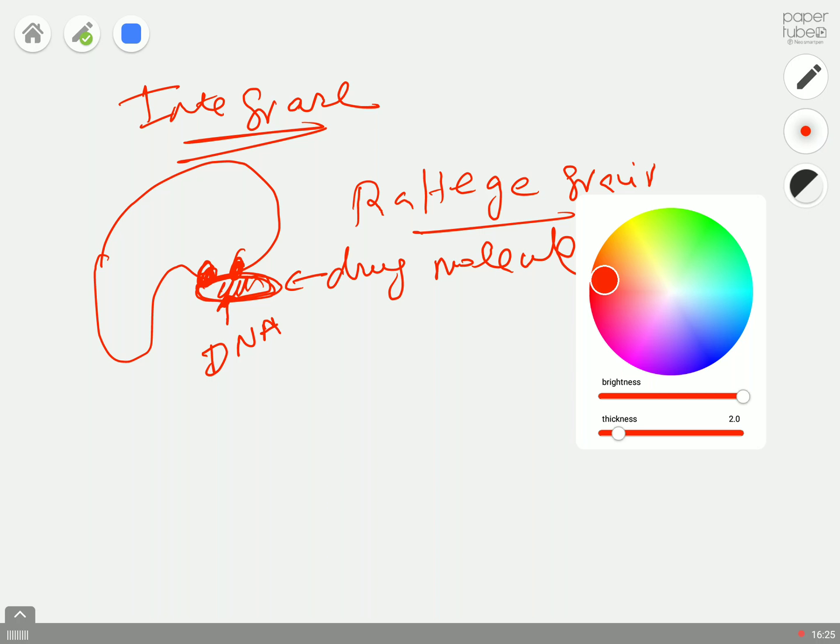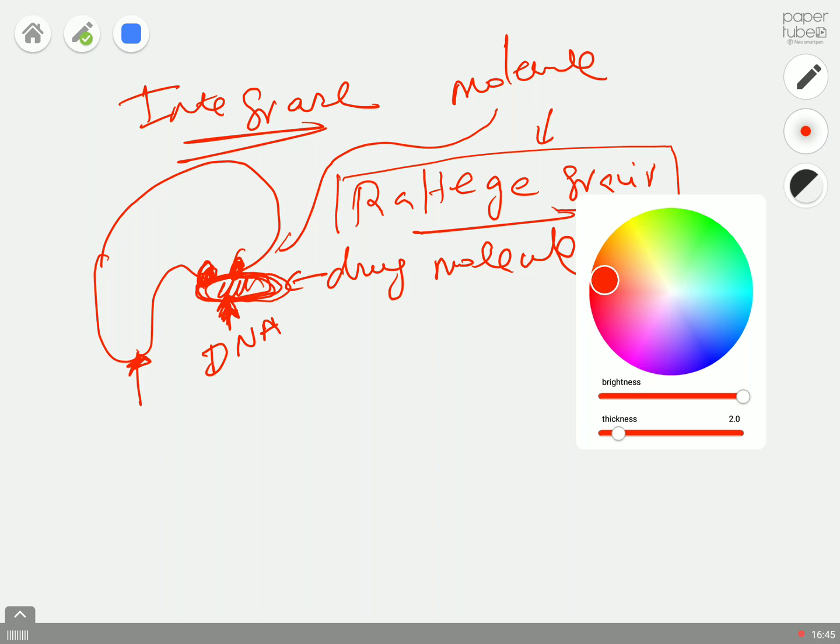Which means this enzyme cannot do the job. It cannot integrate your viral DNA into the live cells. So raltegravir is a molecule that inhibits the action of the integrase enzyme, HIV integrase. And then finally, protease.